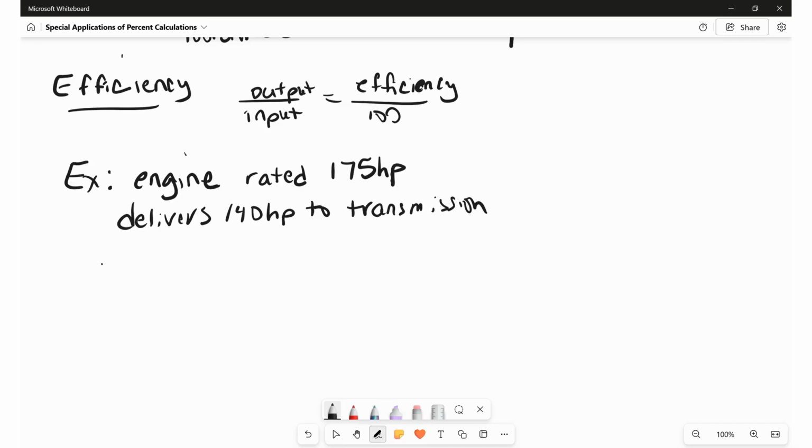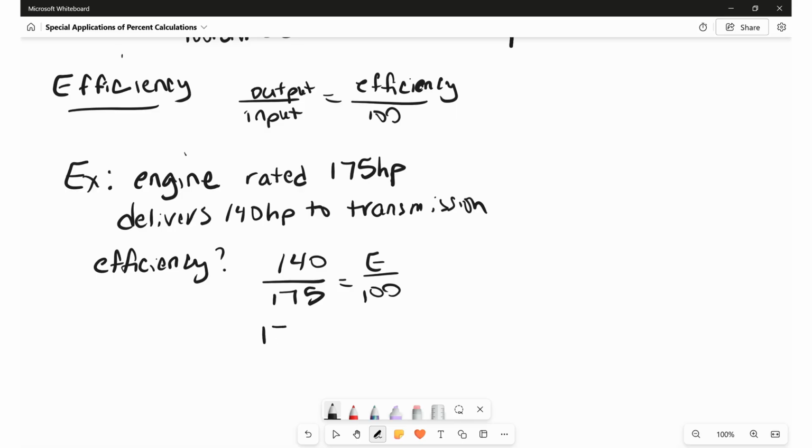So the question is, what is the efficiency of this engine? Well, the output, what the engine is delivering, what it's putting out to the transmission, is 140 horsepower. The input is 175, and we're looking for the efficiency. So you notice now we're doing the same process that we have been doing. And so that gives us that the efficiency is approximately 80%. So this is the same process over and over again.